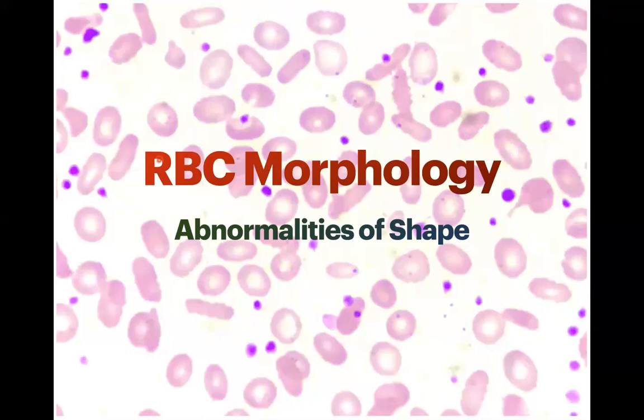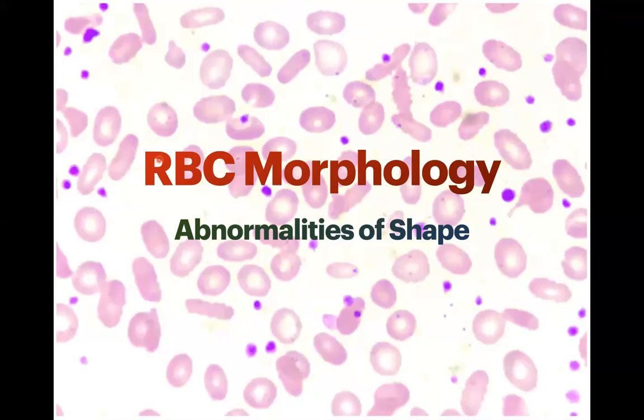So last time we were talking about the size abnormalities, the arrangement abnormalities, and the abnormalities of chromasia in the RBCs. Today we will be talking about shape abnormalities in the RBCs. It's mostly theoretical, but just try to learn the different shapes.